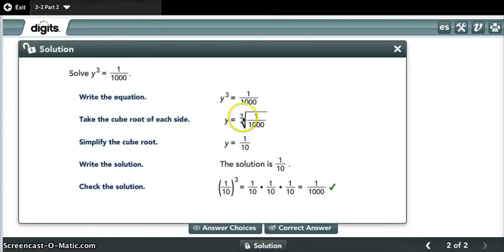Well, the cubed root of 1/1000: the cubed root of 1 is 1. The cubed root of 1000 is 10. So 1/10 is your answer. And you can check it by going 1/10 times 1/10 times 1/10, which will give you 1/1000th.